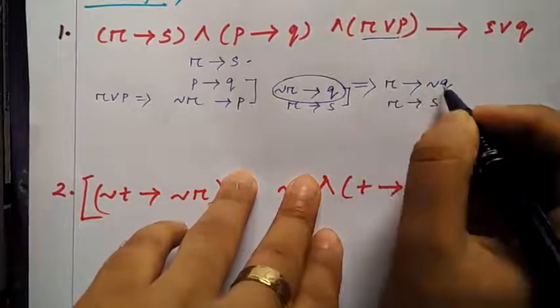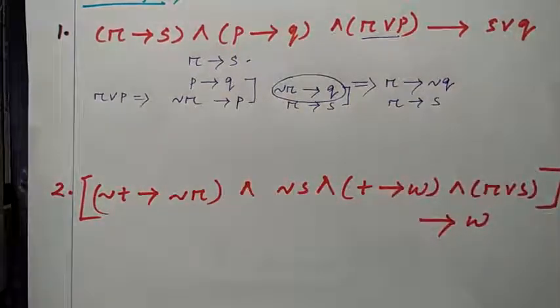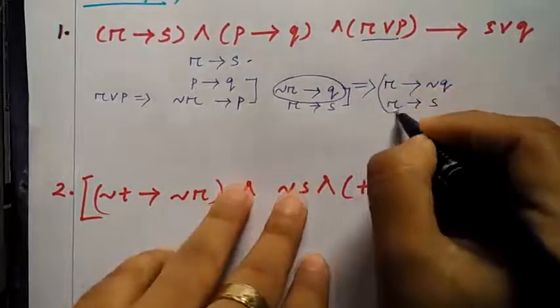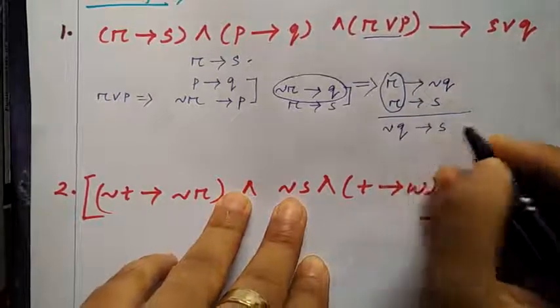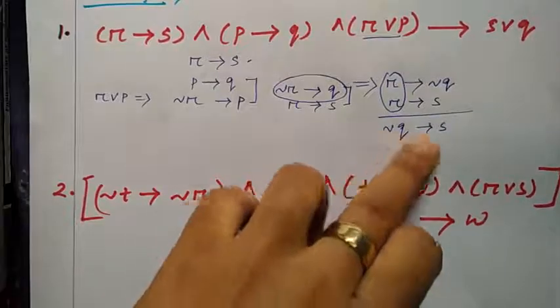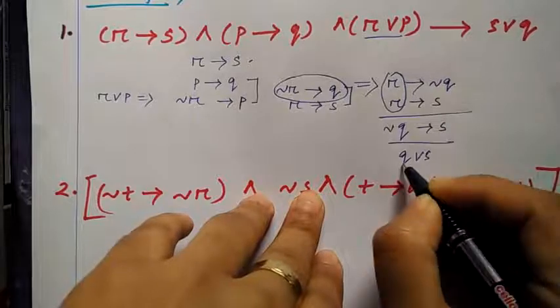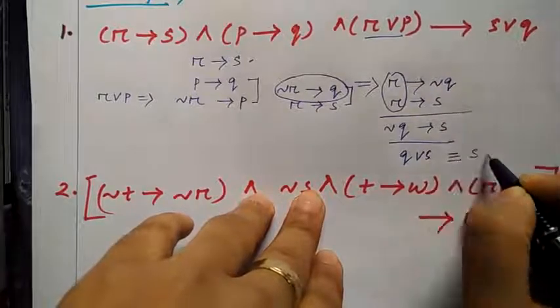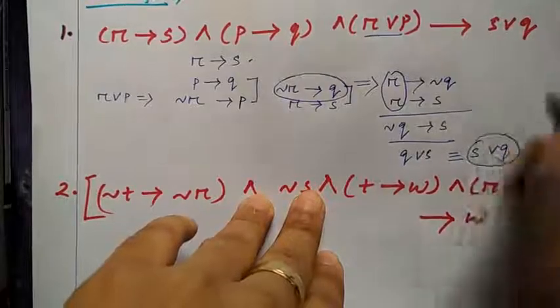So one tends to second and second tends to third. So what can you write here? If both the terms are equal, you can write it as negation of Q tends to S. And I told you if it is negation of Q tends to S, then what is the value? This is an OR, and P or S is equivalent to, or you can say equal to S or Q. So you have got the answer over here.